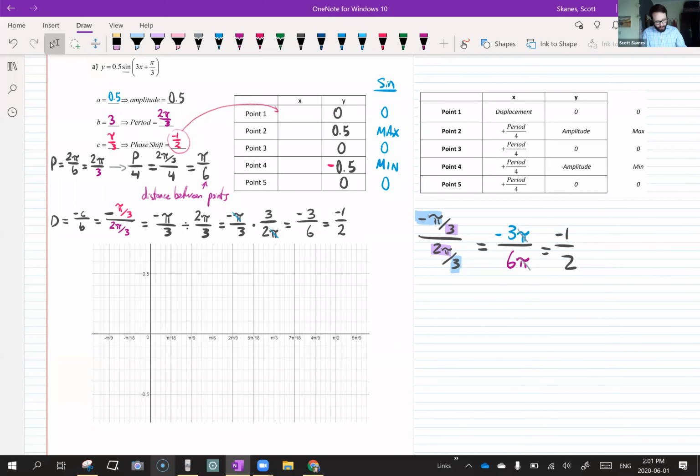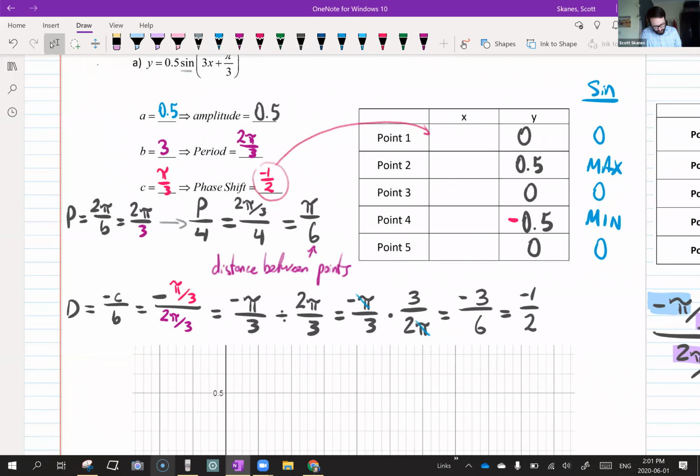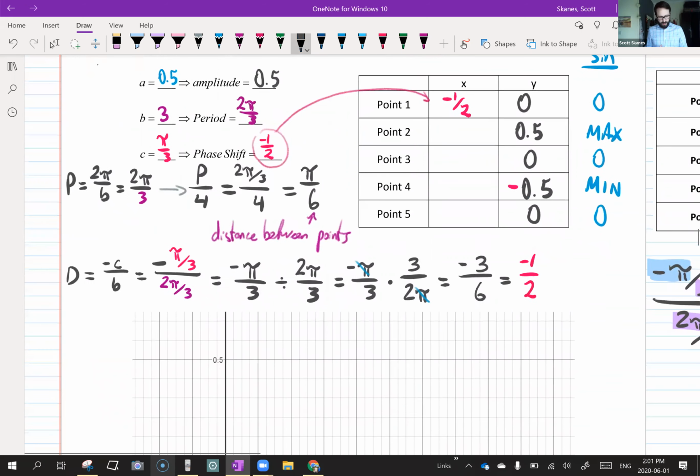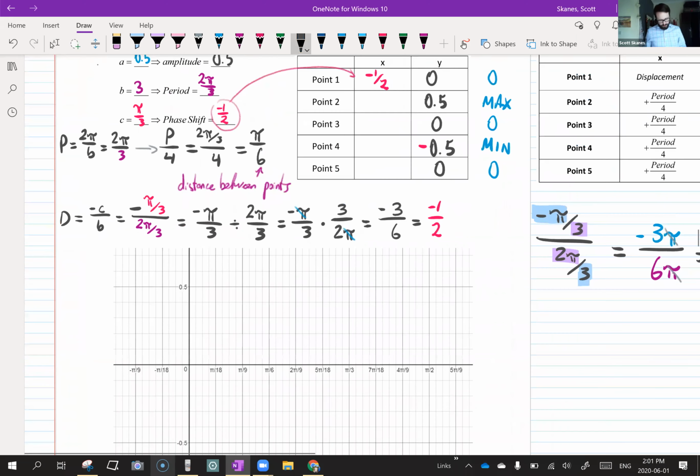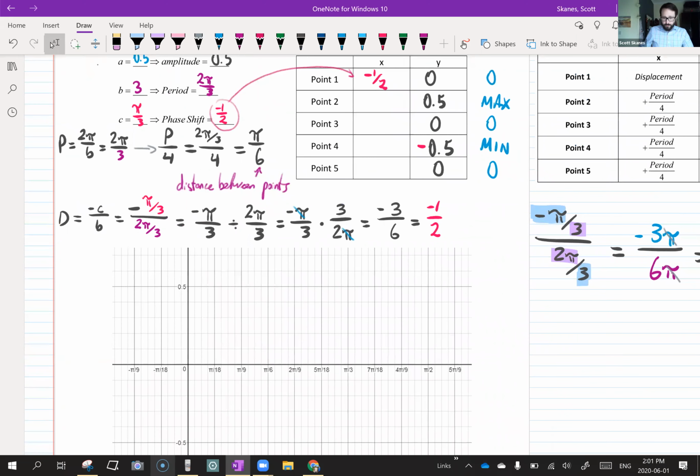Okay, so the whole point was once we get that displacement, the whole reason we got the displacement was to fill in the table. Now our first x value is going to be negative 1 over 2, and our first y value is 0. So if I wanted to, I could already graph this. Just for fun, I'll do that now. My first x is negative 1 over 2. Just 1 second here. I want to bring up my reference so that I don't make a mess of things.